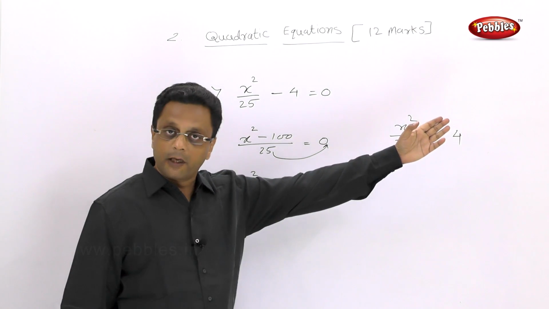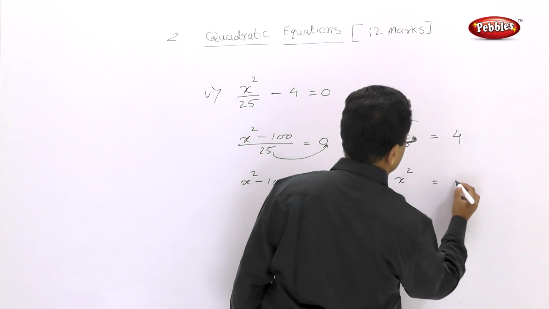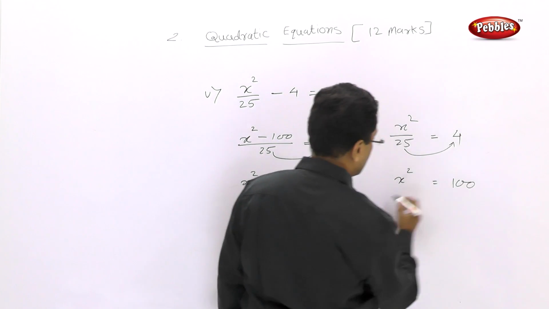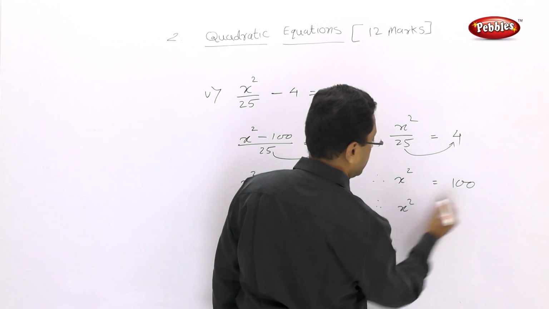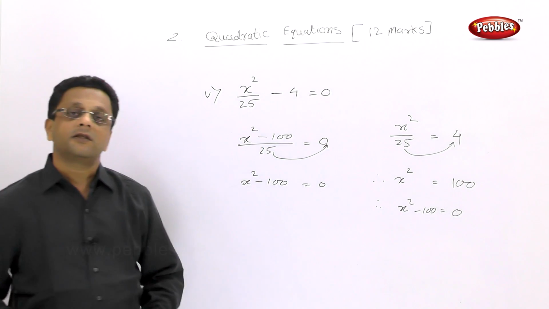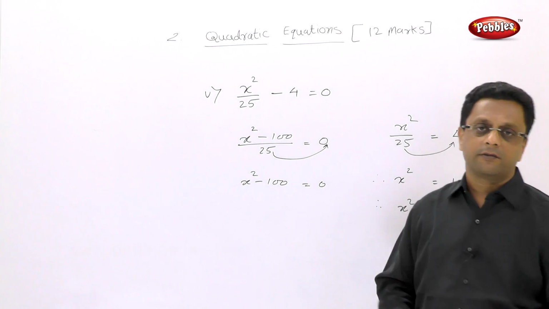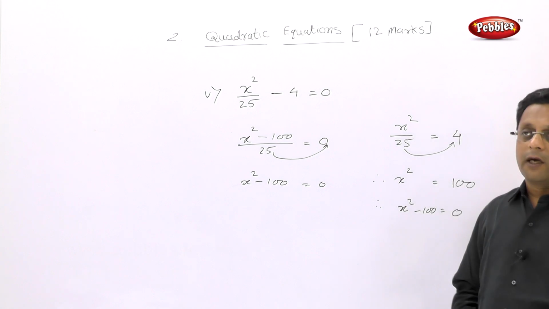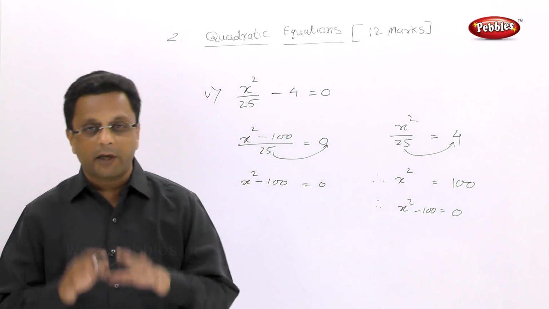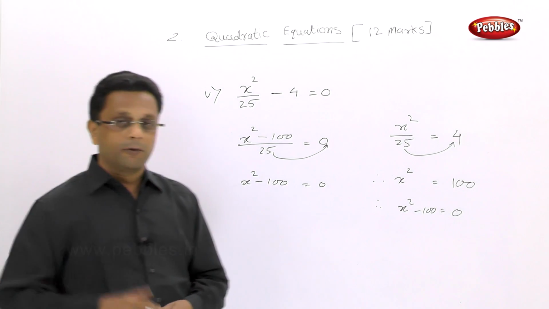Now 25 will go there as a multiplier. So x square is equal to 25 into 4, that is 100. So x square, now this 100 will come here, minus 100 equal to 0. The answer is the same, the equation is the same, the way of doing it is different, it doesn't matter. You can go by whatever method you feel is easy. Just don't make mistakes of sign or arithmetic. Okay, shall we go ahead?